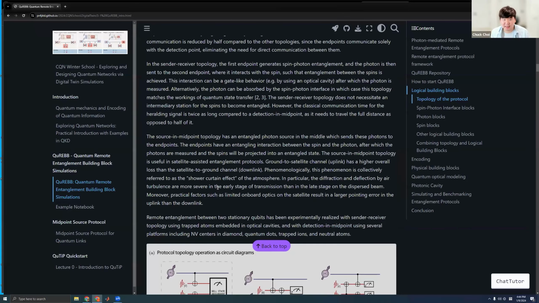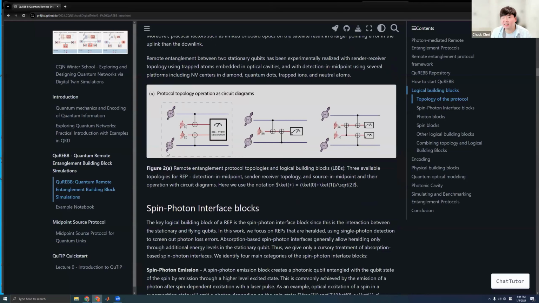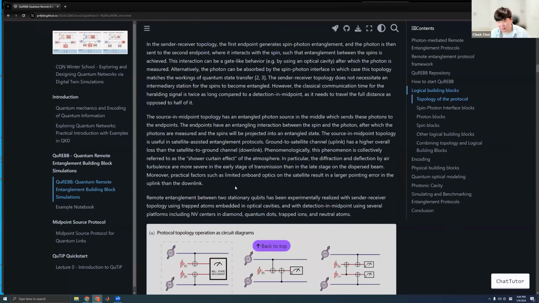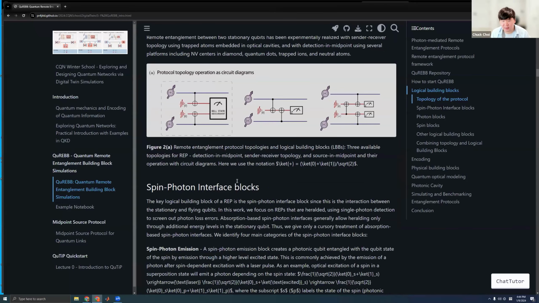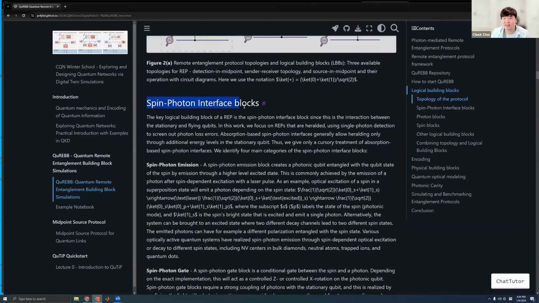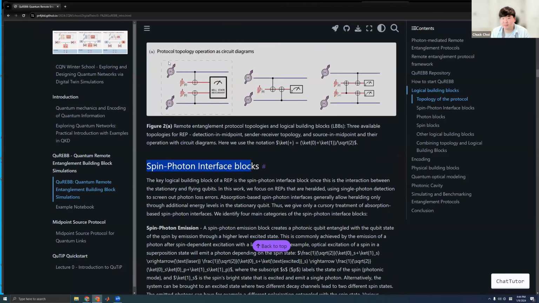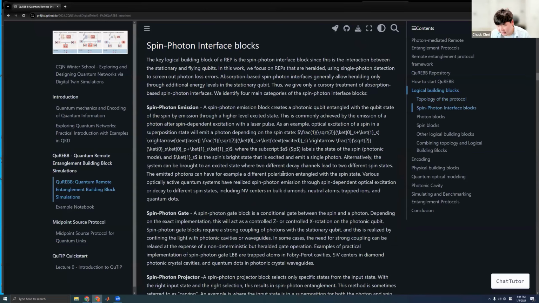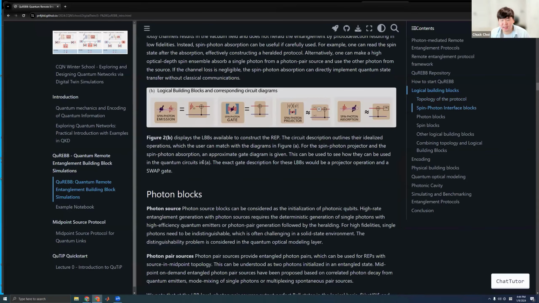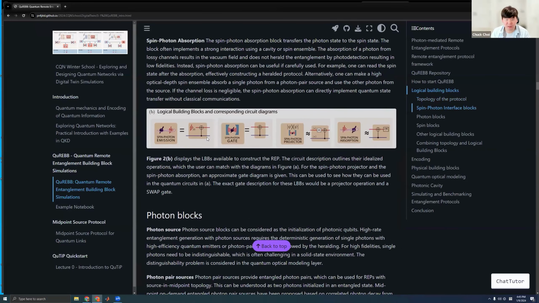Okay, and again, we first identify the topology of the entanglement protocol in a logical way in the logical building block layer. We need to identify what spin photon interface block, how to implement this CNOT gate with the spin photon interaction in this layer. So we actually put some of the representative physical interaction here.